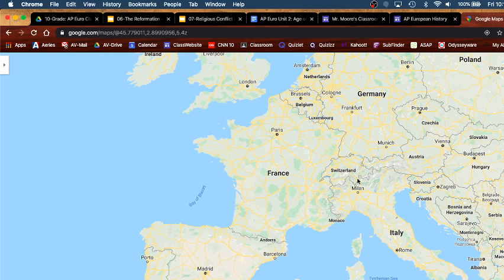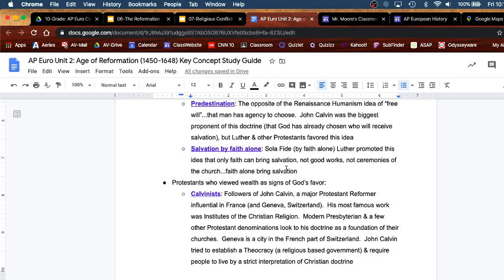But Switzerland is the other place I'd like to point out. Switzerland actually has several official languages. The people who live in southern Switzerland speak Italian. The people who live over here in the western part of Switzerland speak French. And the people who live in the eastern part of Switzerland speak German. Those are the predominant languages of Switzerland. It's a very multilinguistic country.